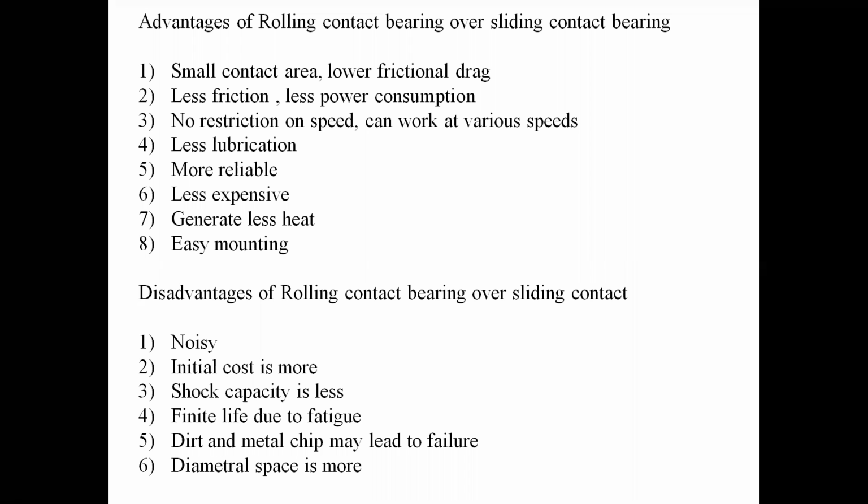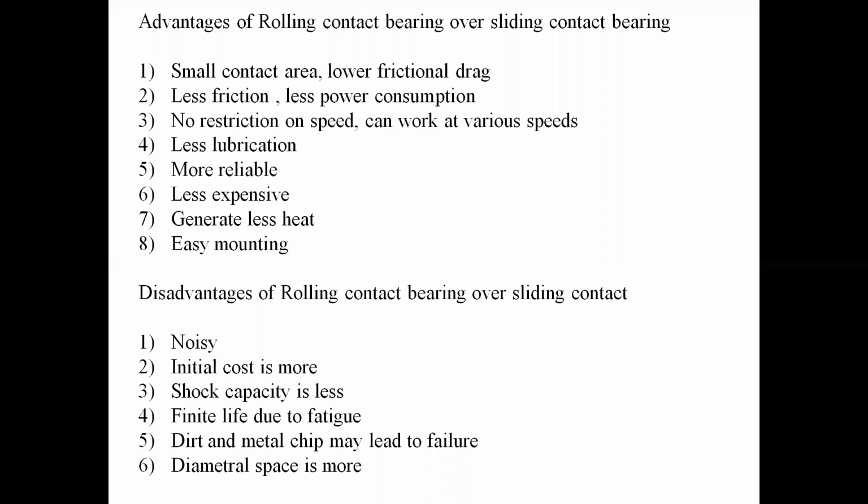First one is, in our ball bearing, small contact area is there because a ball or roller is inserted. Ball means point contact, or roller means line contact. So there is a lower frictional drag. In our ball bearing, less friction is there. So less friction means less power consumption. In our ball bearing, there is no restriction on the speed, it can work at various speeds. Whereas in sliding contact bearing, as I told, it requires some amount of speed so that the journal can lift up.